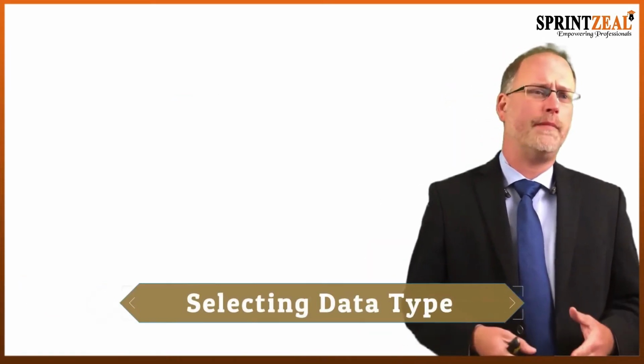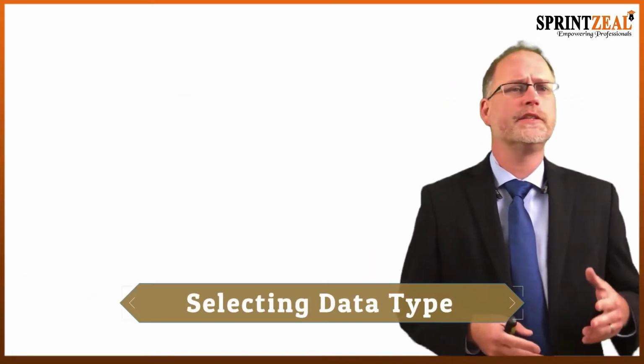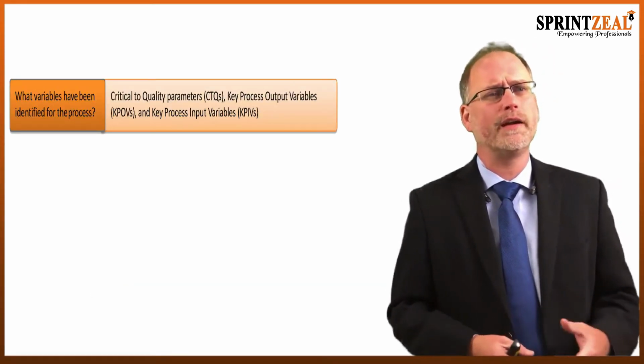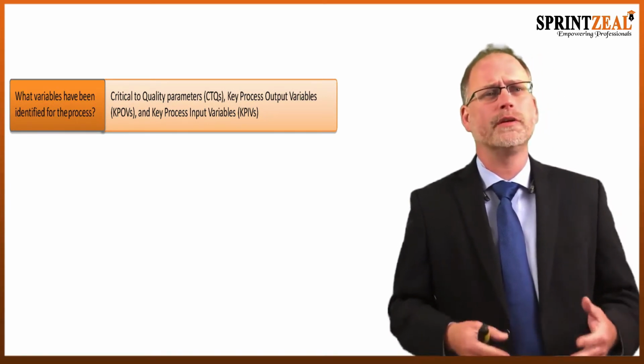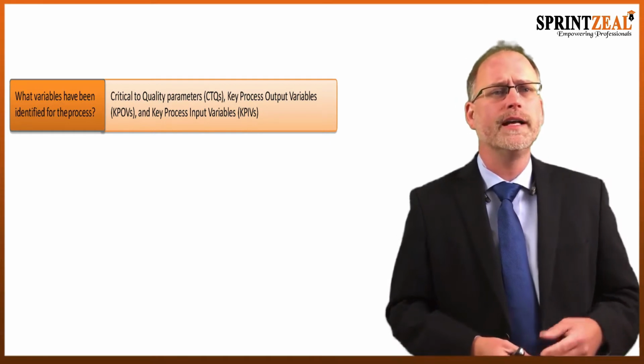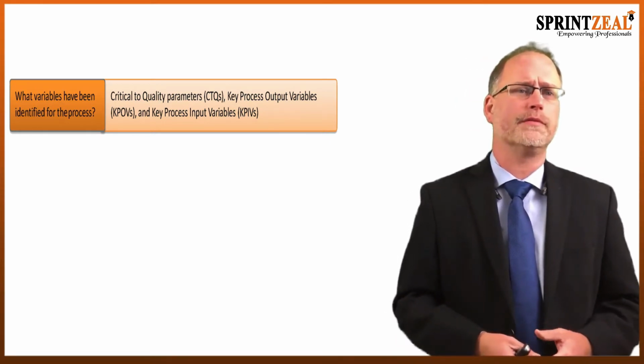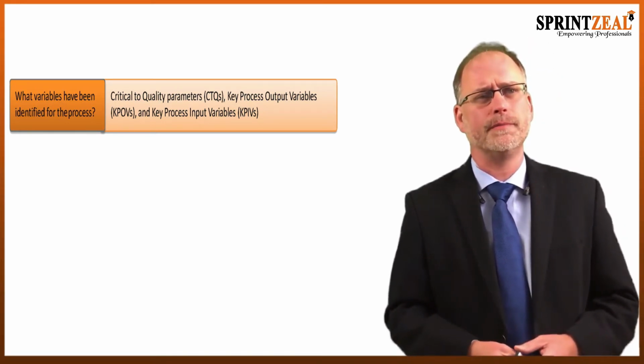Now, the first step in the measure phase is to determine the type of data required based on some considerations. The first one being what variables have been identified for the process. So those would be critical to quality parameters or key process output variables or key process input variables.